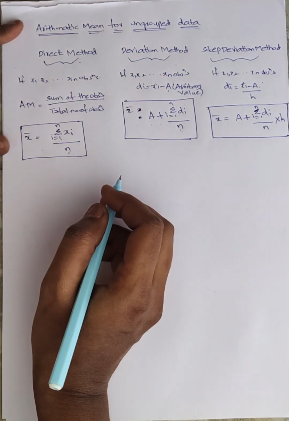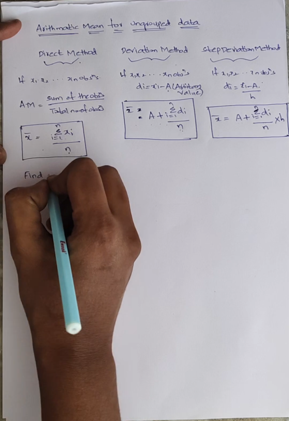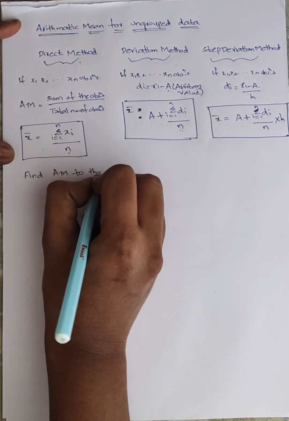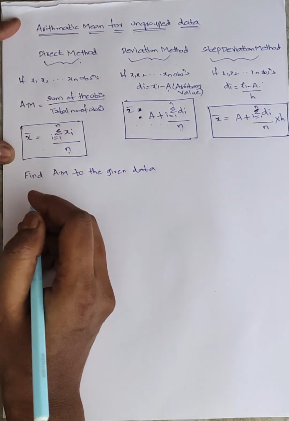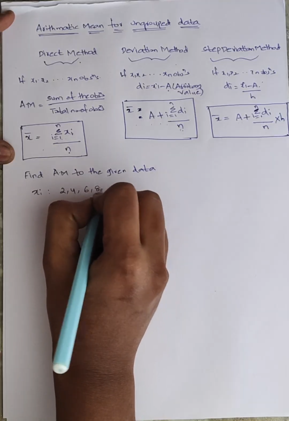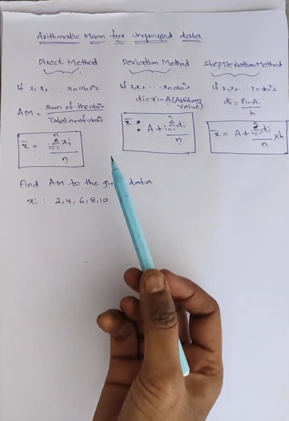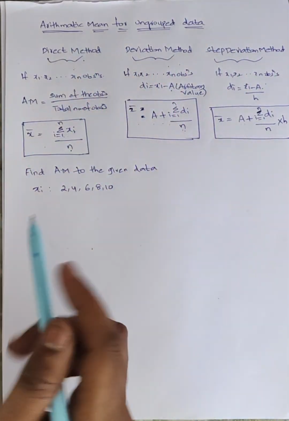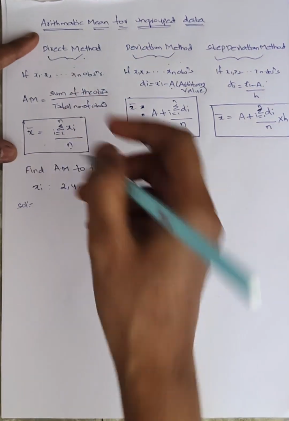Now we will take one problem. Find arithmetic mean to the given data. Let's take observations xi: 2, 4, 6, 8, 10. For this we will find mean by using these three methods: direct method, deviation method and step deviation method. Solution. First let's find with direct method.